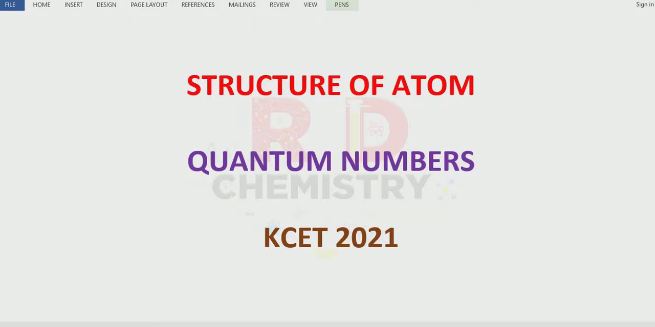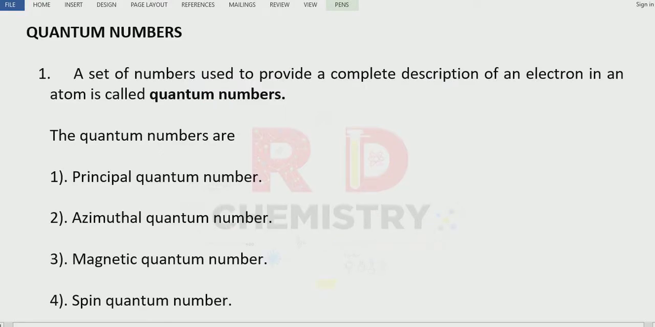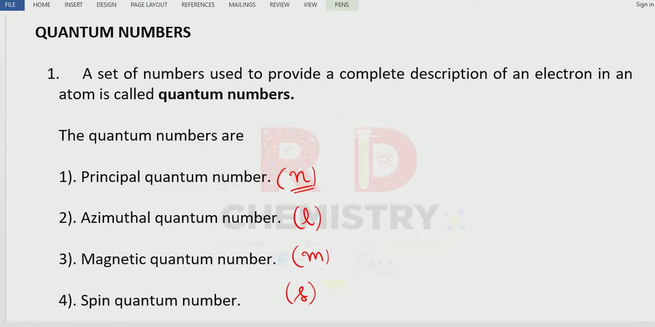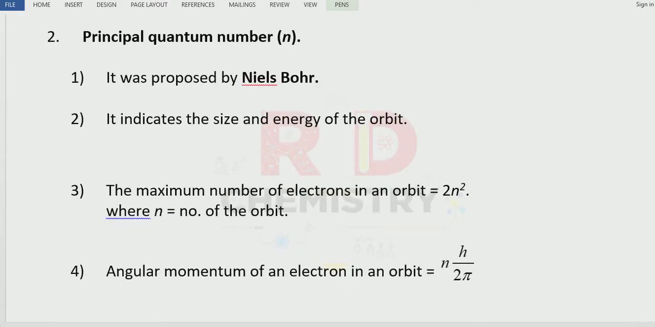In this video, I'll explain the concept of quantum numbers. Students, what do you mean by quantum number? Quantum number tells about a complete description of the electron. How many quantum numbers are there? There are 4 quantum numbers, right? Principal quantum number n, azimuthal quantum number l, magnetic quantum number m, and spin quantum number s. These are the 4 quantum numbers we have, right?